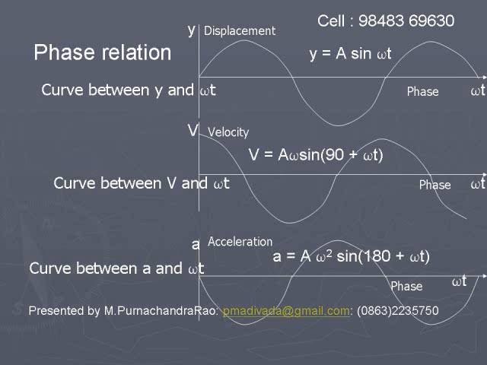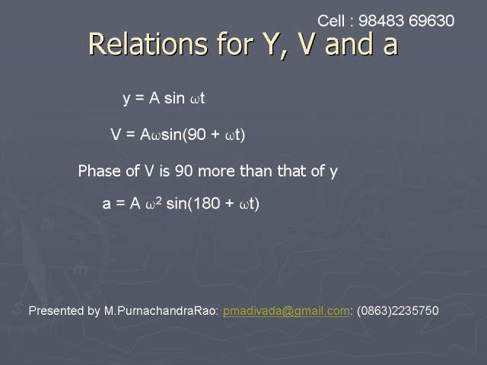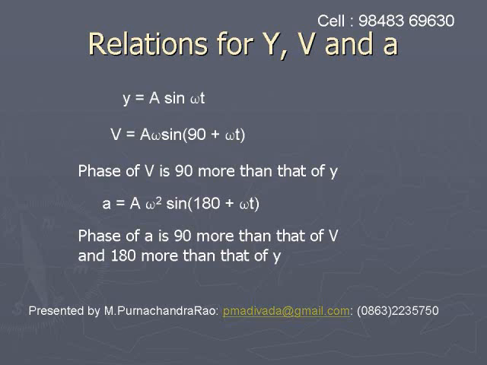Here acceleration is taken on y-axis, and this relation indicates that the phase is 180 more than that of the displacement. From the graphs, what we notice is the phase of velocity is 90 more than that of displacement, and the phase of acceleration is 90 more than that of velocity and 180 more than that of displacement.